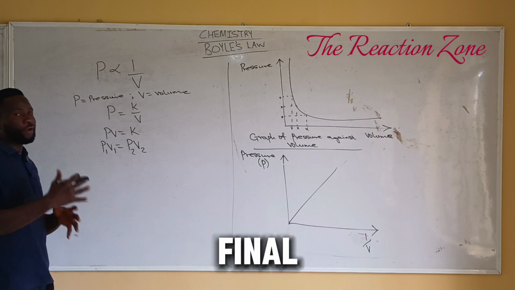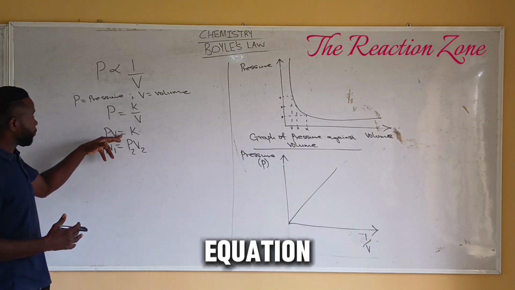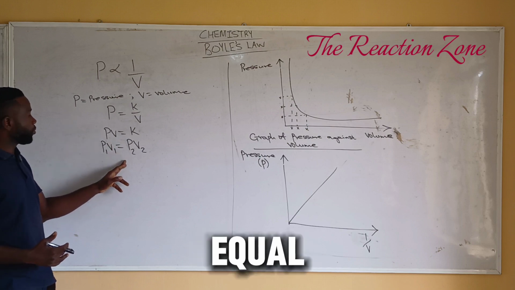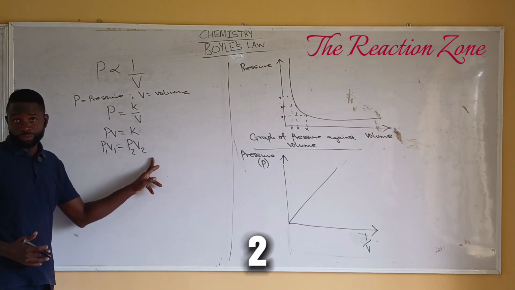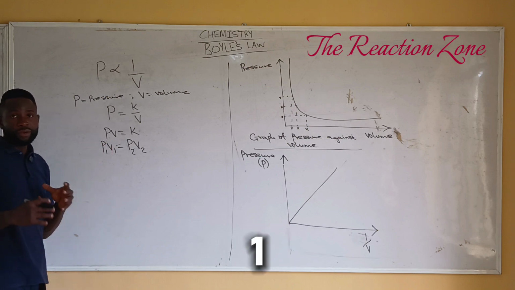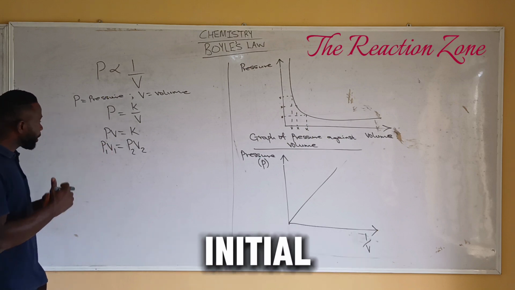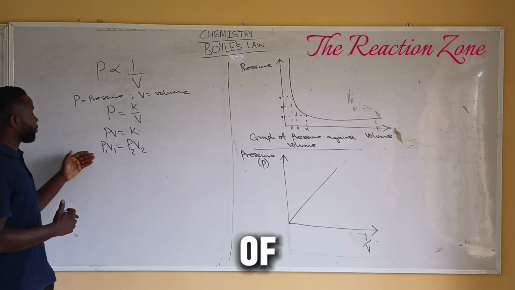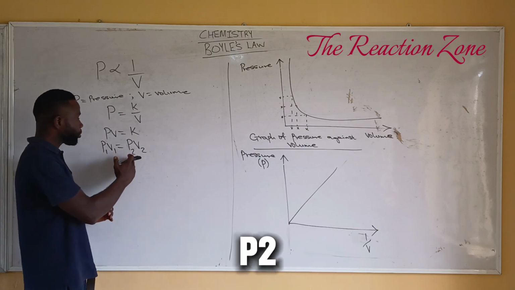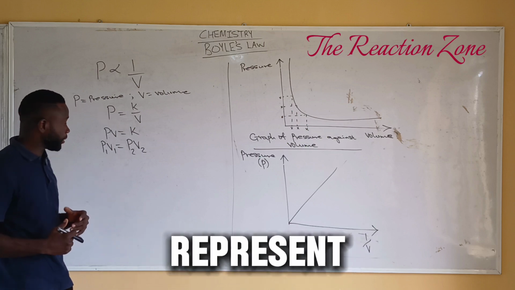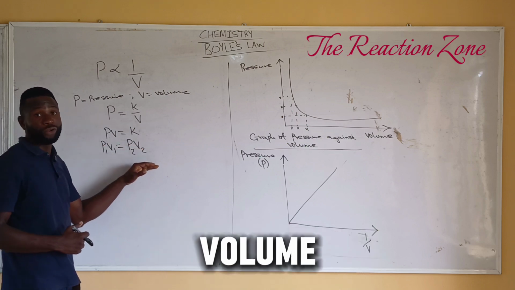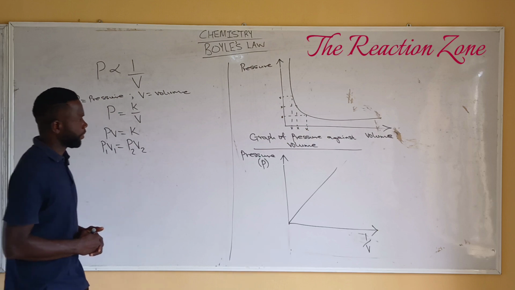Under initial and final conditions, this equation becomes P1 V1 is equal to P2 V2, where P1 and V1 represent the initial conditions of pressure and volume of the gas, and P2 and V2 represent the final conditions of pressure and volume of the gas.